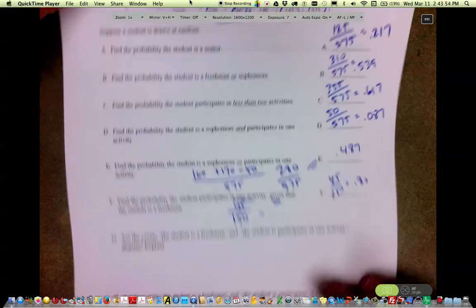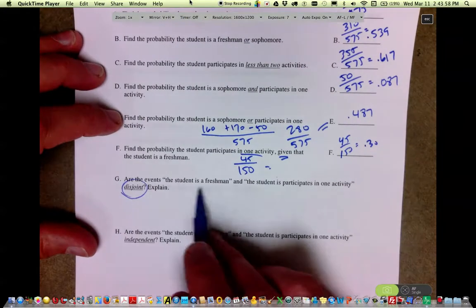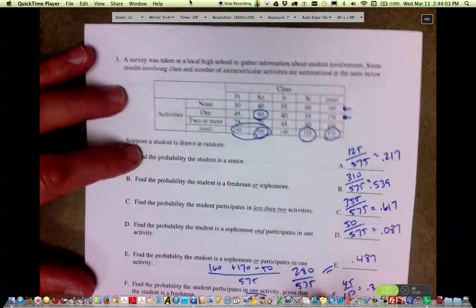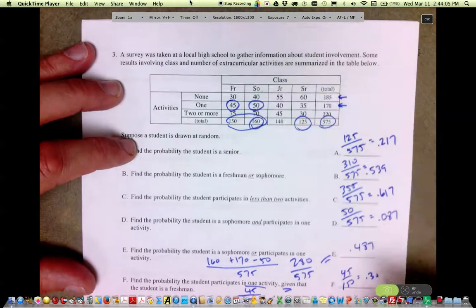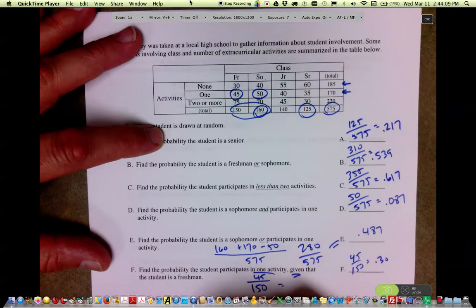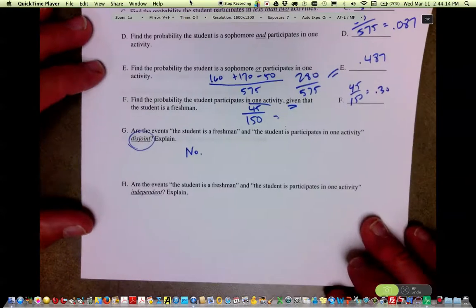Question G is an easy question. Are these disjoint? Student is a freshman, student participates in 1 activity. The answer is right here. There's 45 kids that are in both groups. So the answer is no, they're not disjoint. There are some kids that are in both groups.